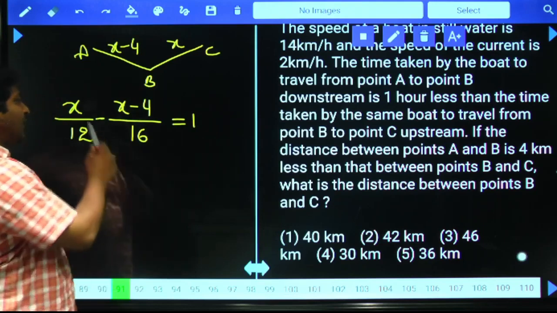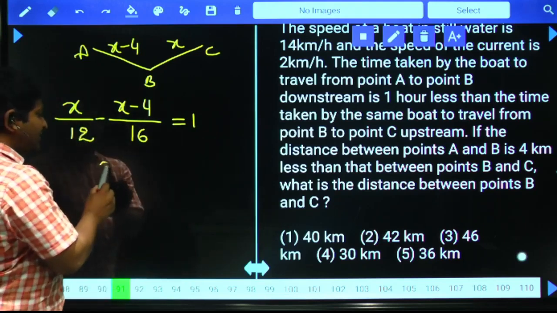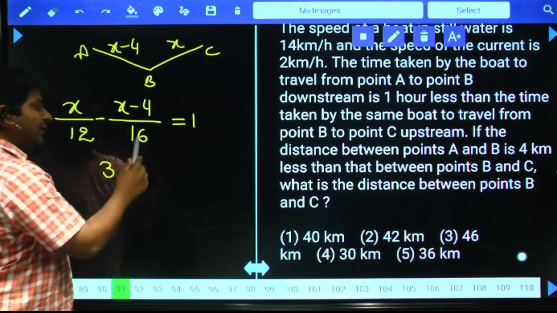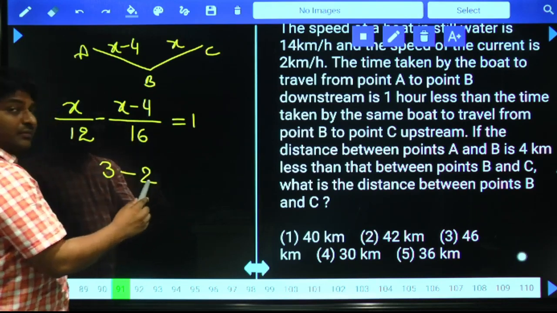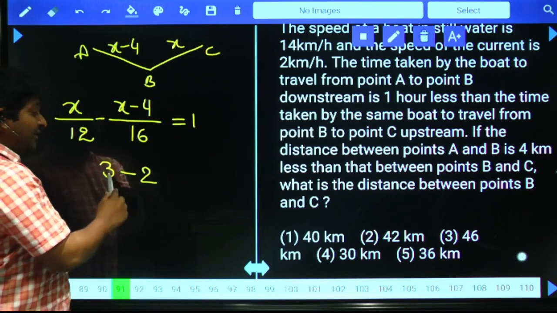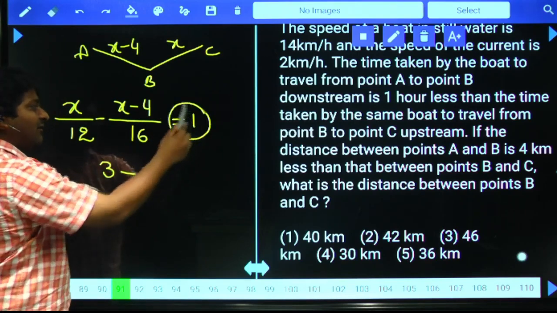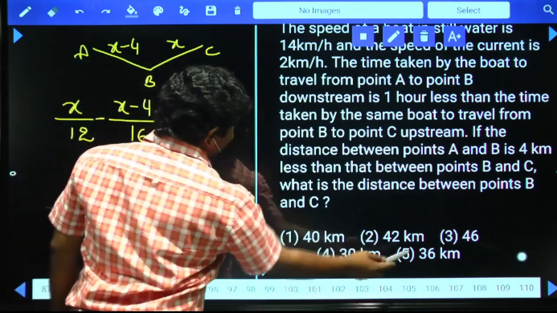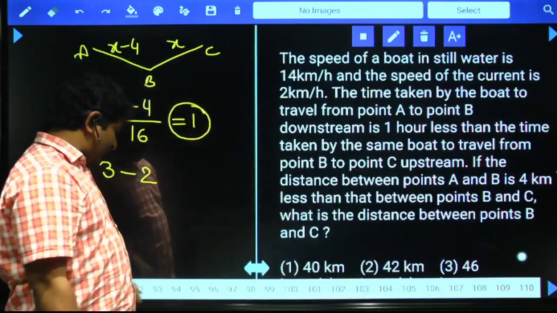Let's verify it. 36 by 12, that is equal to 3, minus 36 minus 4, that is 32. 32 by 16 is 2. 3 minus 2 is equal to the right hand side value, 1. Condition satisfied. So X is equal to 36 kilometers. Fifth option, perfect answer.